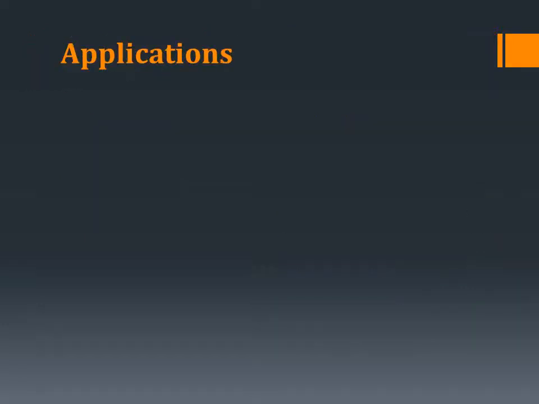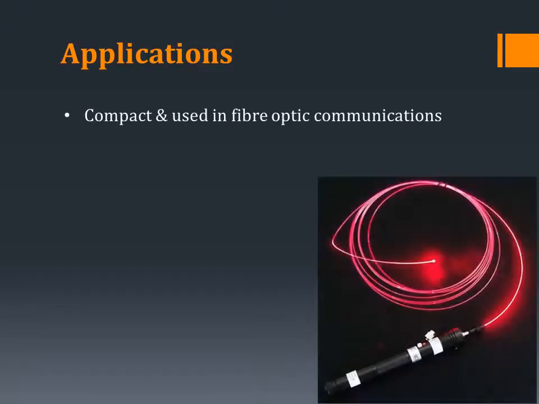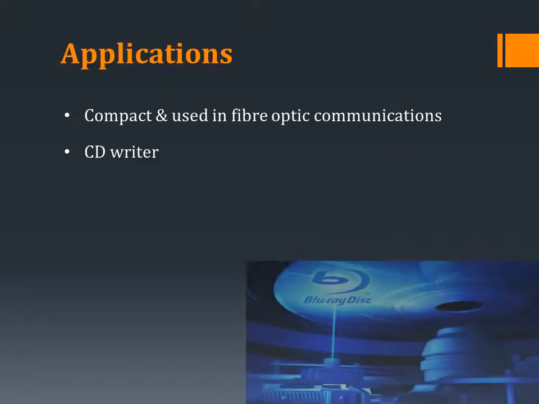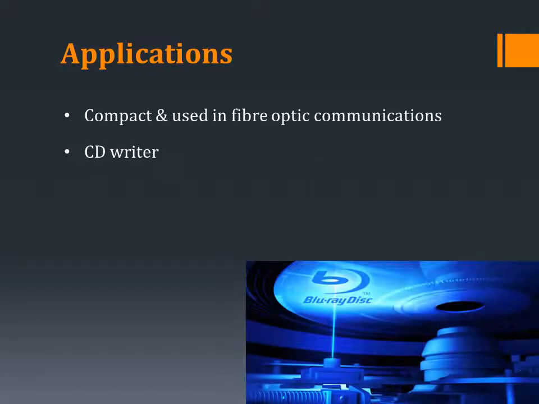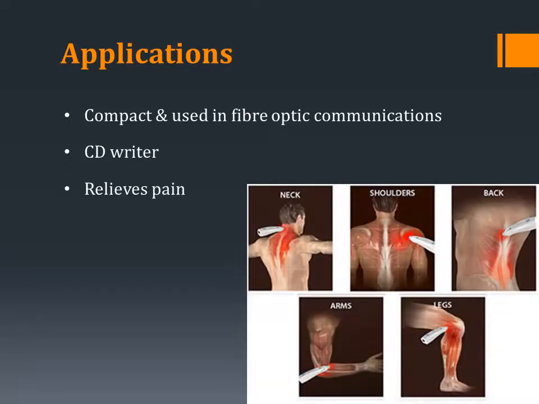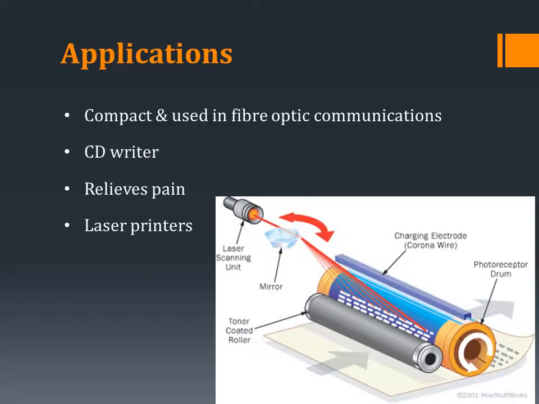Some of the applications of a homojunction diode laser are: it is compact and therefore can be used in fiber optic communication. It is used in the CD writer for reading and writing data. It is used as a therapeutic agent to relieve pain, and it is used in laser printers.